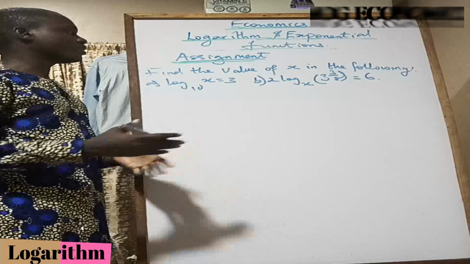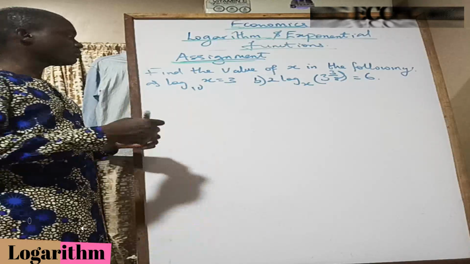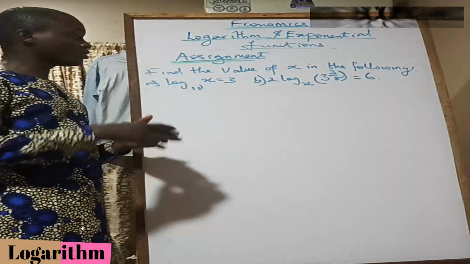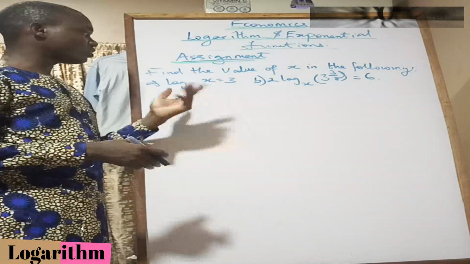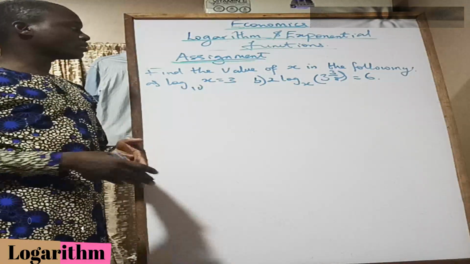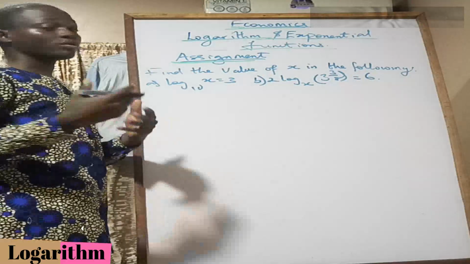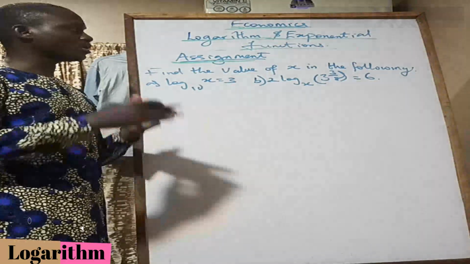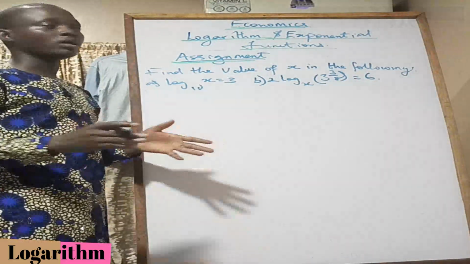So find the value of x in the following. Log base 10 of x equals 3. This one is too straightforward. Then this other one there: 2 log base x, then 3, raised to power, not 3 raised to power, rather 3 whole number, 3 over 8, close the bracket, equals 6. So that's all about your assignment.